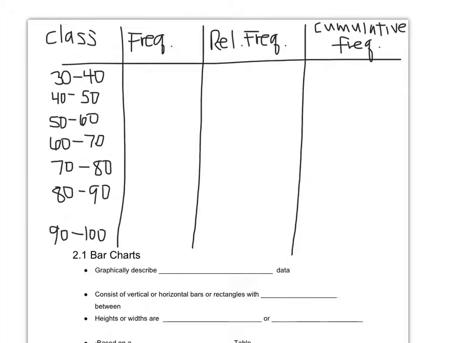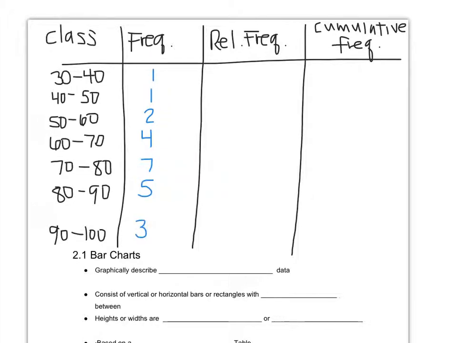Okay, let's create our frequency table for test scores. I've got the columns and the classes in there. If we go through our list of test scores and count up frequency for the class of 30 up to but not including 40, we get a 1. 40 to not including 50, that's also a 1. 50 to 60, there's 2. 60 to 70, there's 4. 70 to 80, there's 7. 80 to 90, we get 5. And 90 to 100 is 3.